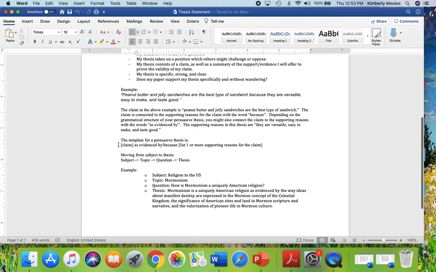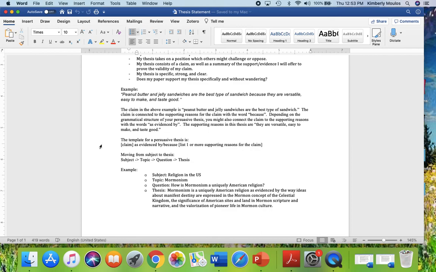So here is the template for a persuasive thesis. You make a claim, a clear and specific claim, and then use the phrase "as evidenced by" or the word "because," and then you list one or more supporting reasons for that claim. Depending on how intricate the reasons are, you might only have time or space to include one, or you might have five.